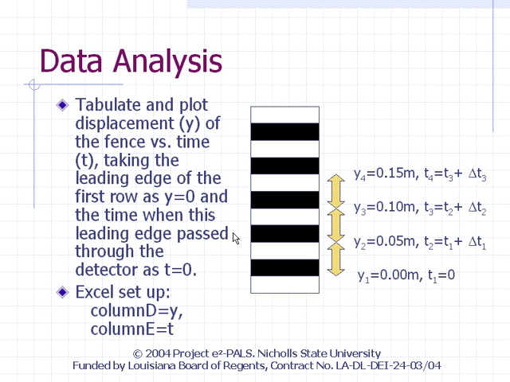Tabulate and plot displacement, y, of the fence versus time, t, taking the leading edge of the first row as y equal to 0, and the time when this leading edge passed through the detector as t equals 0. For example, by the time the leading edge of the second row passes the detector, the leading edge of the first row has already fallen 5 centimeters. It would have already fallen 10 centimeters by the time the leading edge of the third row passes the detector. Put the y values in column D of your Excel document. In column E, enter times when the leading edge of each row passed the photogate detector.